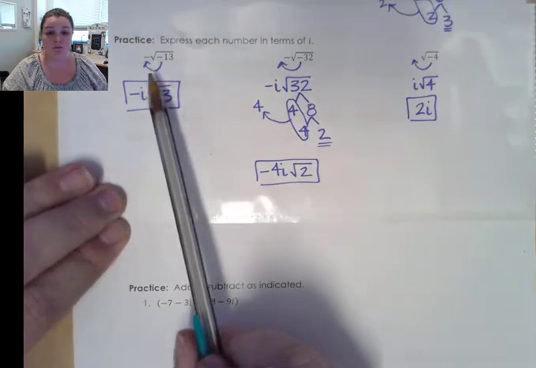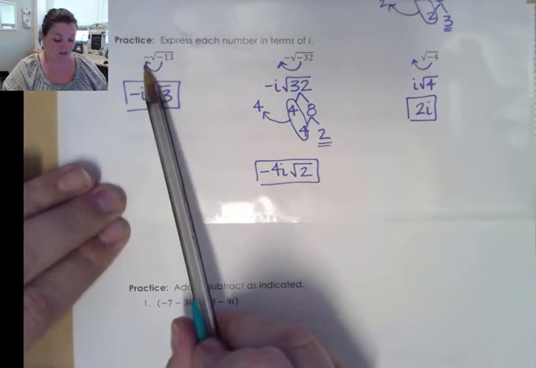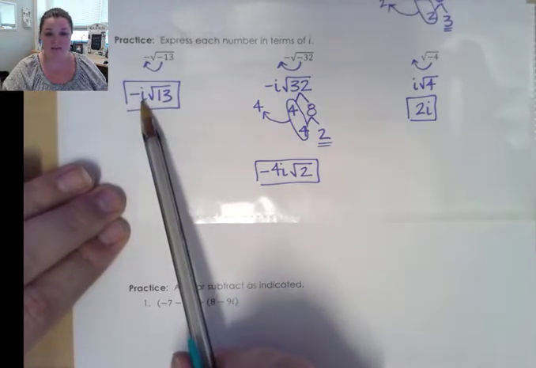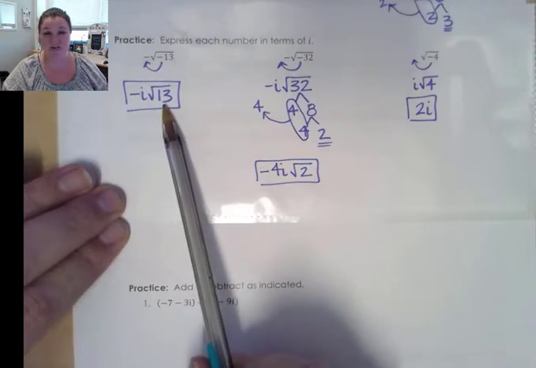All right, so on the first one, all you can do is pull out the i. You have the negative that was out front, the i that you pulled out, and the square root of 13 doesn't simplify, so we just leave it like that, okay?